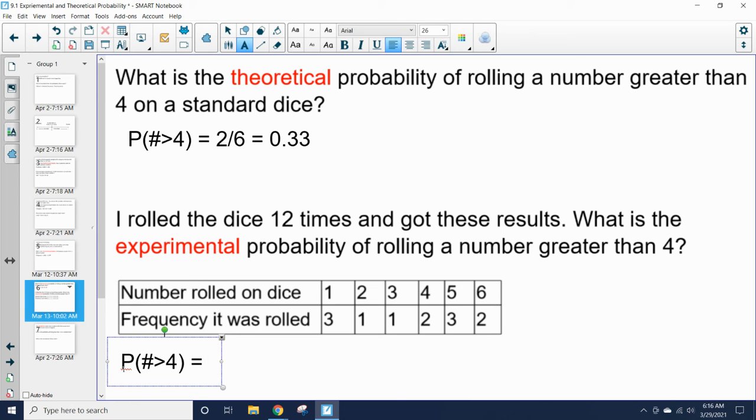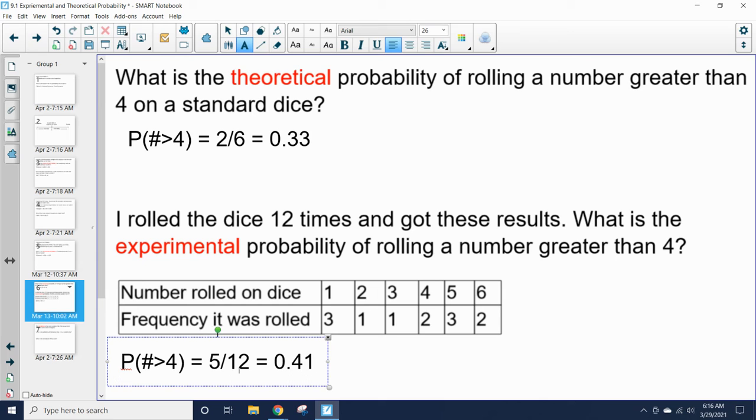Well, once again, we have our desired outcomes. Our desired outcomes is a 5 or a 6. Those are the two numbers that are greater than 4. If I look at the frequency of when those are rolled, I rolled a 5 3 times, I rolled a 6 2 times. So I had 5 out of 12 total rolls, because there's 12 total rolls that we did. So my experimental probability was 5 out of 12, which doesn't exactly match our theoretical probability.